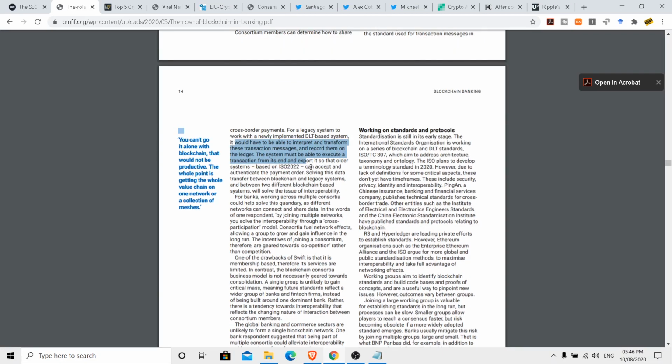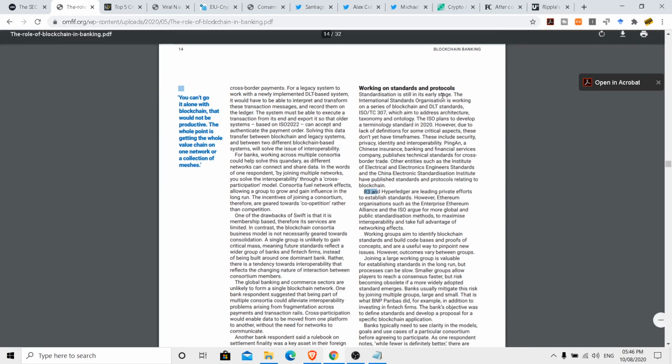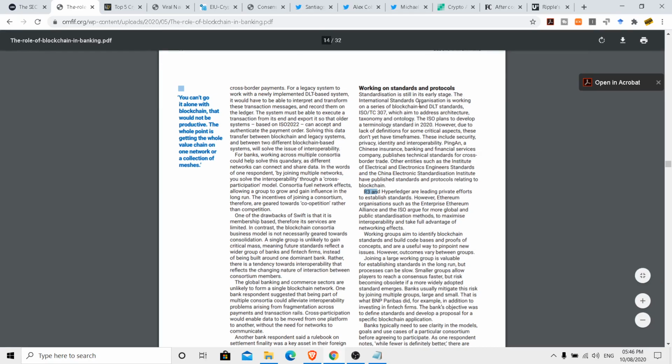Now this is going into an area where we talk about R3, and while working on the standards and protocol, they come towards the DLT and reach R3, Hyperledger, and other things. And what are they talking about? They're directly talking about interoperability to take the full advantage of the network effect.